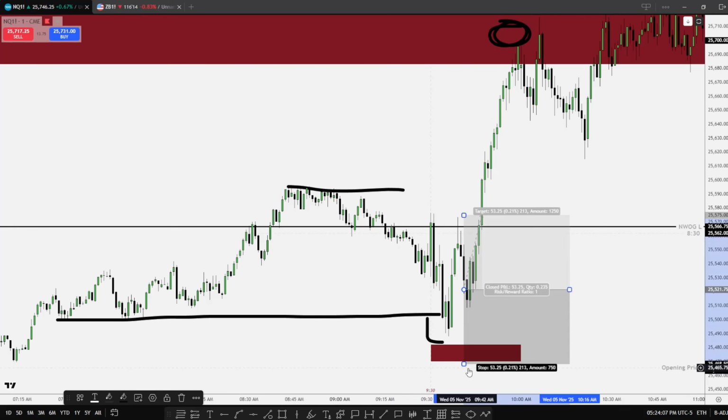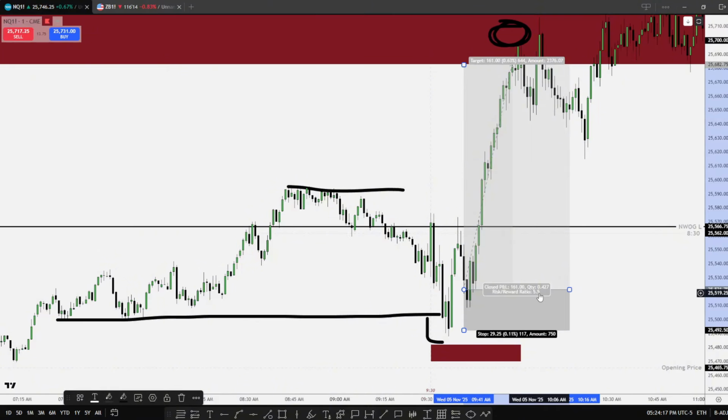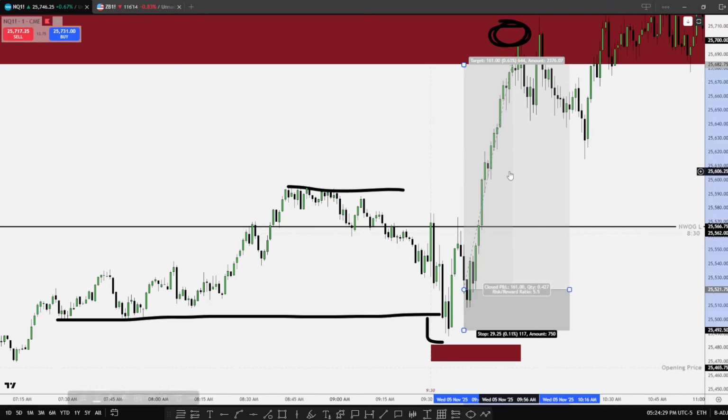Let's say you entered off the order block. The R in this trade would be 2.5R to the first draw. And then the second draw would be a 5.5R. So Monday, Tuesday, and Wednesday, if you used the logic of my model, which is based off the one setup for life, you would have had some good trades here.